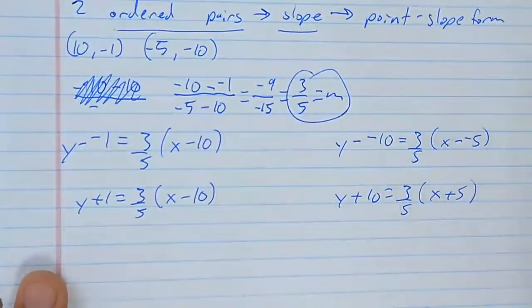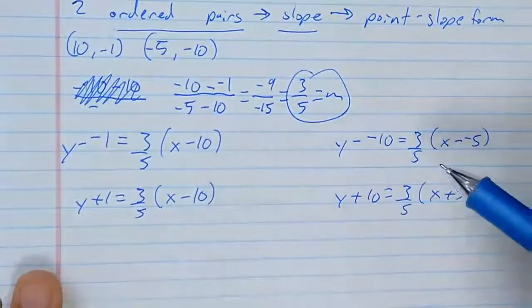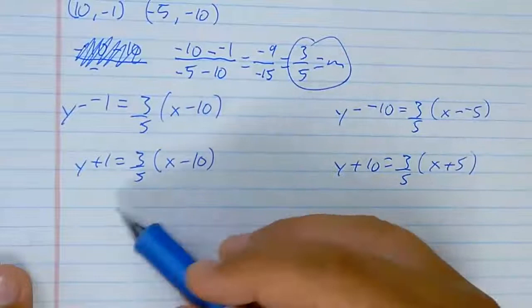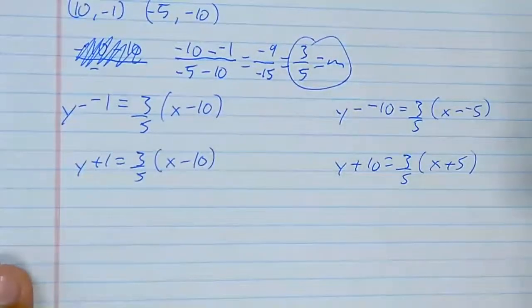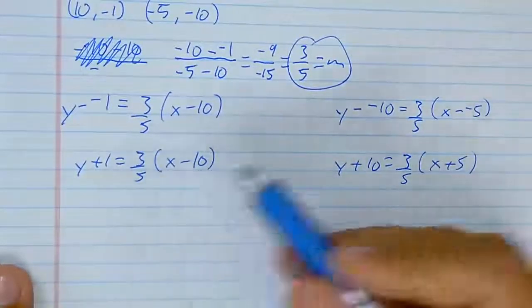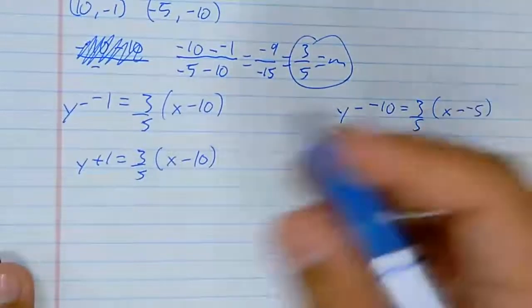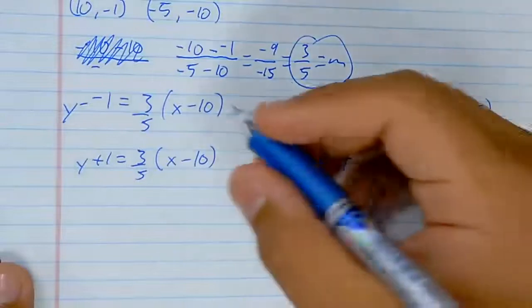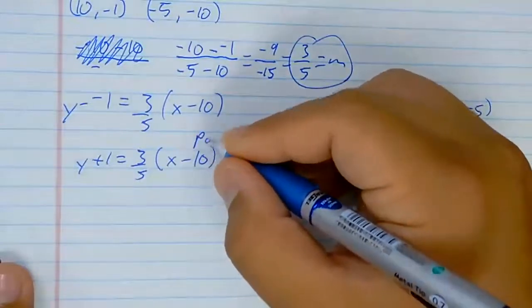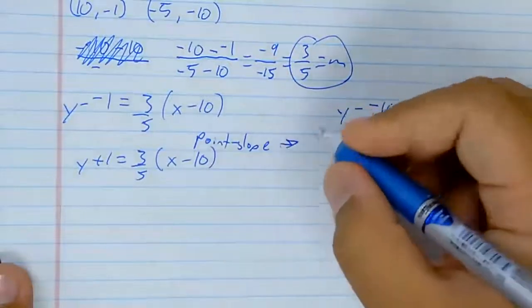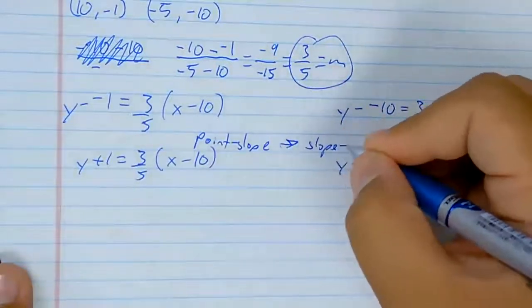Now, given point slope form, there are only kind of a couple things we can do. We can identify our ordered pair, which we need to be able to do. (10, -1), (-5, -10). But really, given point slope form, the place that we're going is slope intercept.